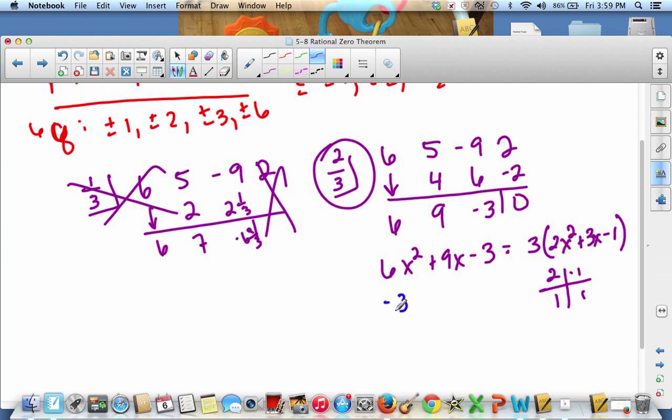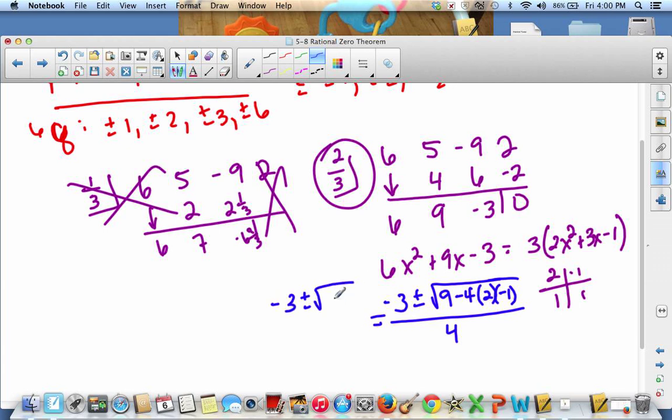So it's -3 plus or minus the square root of 3 squared minus 4 times 2 times -1, all over 2 times 2. So that's going to be 4. Sorry, I'm working this way here. So it's -3 plus or minus the square root of 17, over 4. So there you go. That's our other answer.